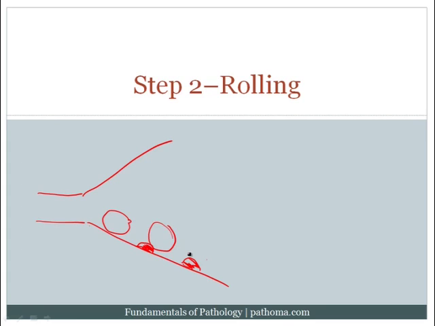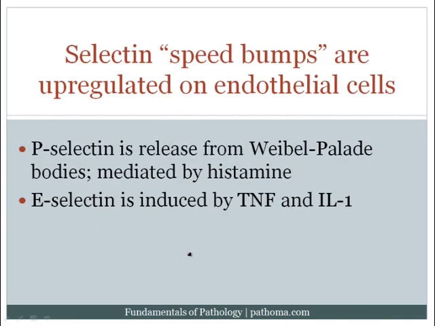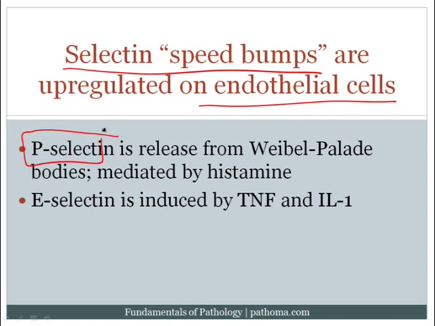It's called rolling. Now let's read a little bit about this in detail. So what do I say in your text? I say that selectin speed bumps are upregulated on the endothelial cells. And I've made that very clear already by the image that I just drew. Now, what's important to know for examinations, beyond the fact that it's selectins that are going to be upregulated, is that there's actually two subtypes of selectins. The first selectin is called P-selectin, and the second selectin is called E-selectin. These are the two selectins, and they'll be upregulated on the endothelial cell.